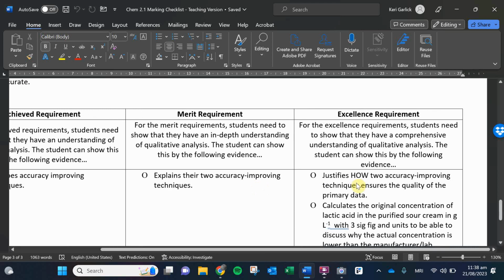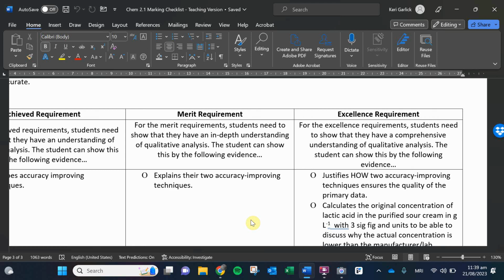For the excellence, I want to see a real thorough justification on how is this an accuracy improving technique? How would it impact your data? So thinking about, if I had overestimated my volume of acid, then my calculations would result in a downstream effect that I would overestimate the concentration of the acid because now I have more moles of acid in the solution than I was initially intending.